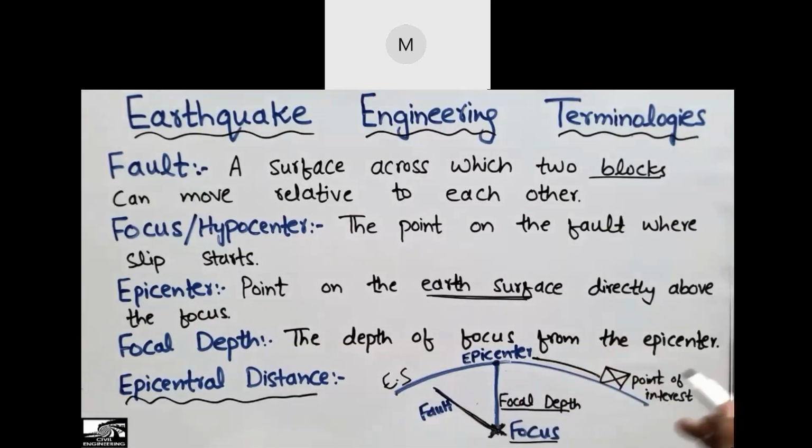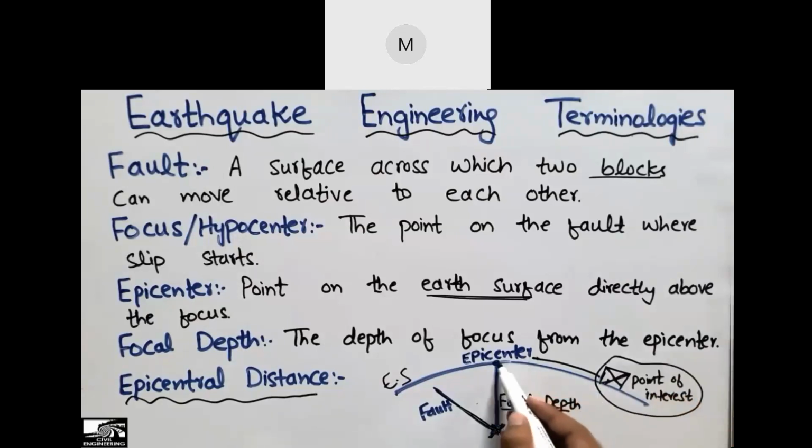Let's suppose that we are interested in some earthquake. We want to know about the earthquake information here. So there is some building, right? The distance from the epicenter to our point of interest, where we find the earthquake terms, is known as the epicentral distance.